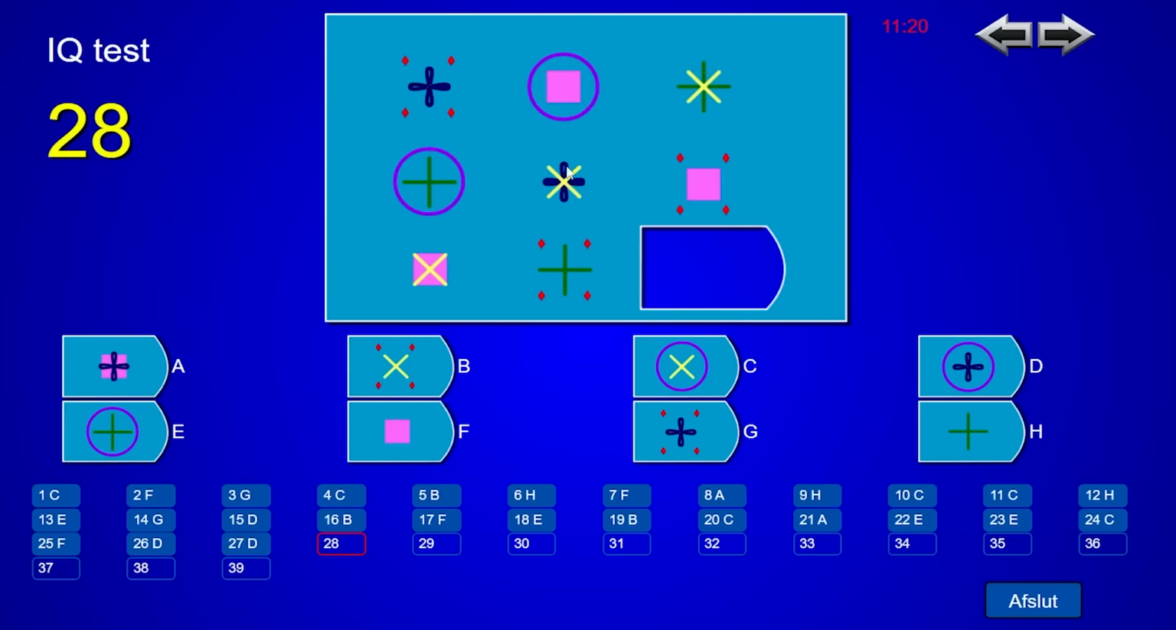So this one we have here, this one we have here, and the green cross we also have here. So if we take that as one of the symbols, and it has to repeat on all of them, then here we have the square, and the green cross, and then we would need the blue thingy here. Which one of the blue thingies?